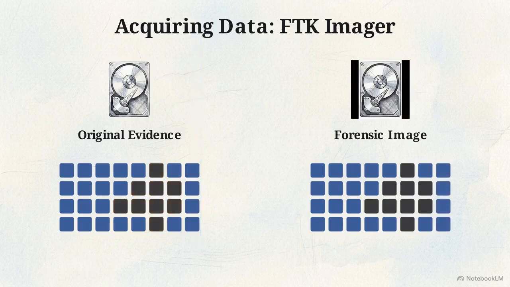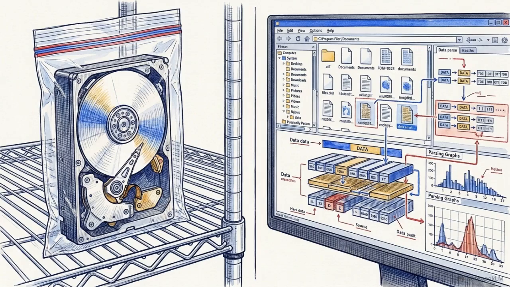To mathematically prove the clone is perfectly identical to the original, FTK Imager calculates a cryptographic hash value, like MD5, for both drives. If those two strings match, your evidence integrity is verified. This combination ensures that the source evidence remains untouched, while investigators have a high-fidelity image to parse and analyze.